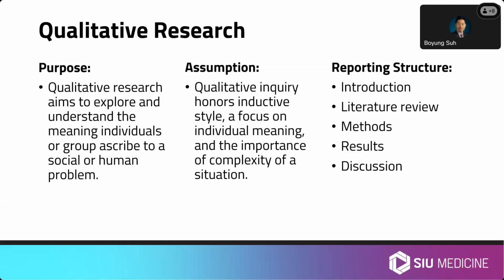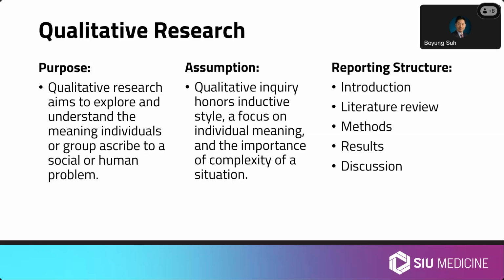So what about qualitative research? You see purpose and assumption and reporting structure similar to previous slides. The aim of qualitative research is to understand a phenomenon, people, an organization around you, whereas a quantitative study tests theory. So the generalization of the findings of qualitative research is not as important. Instead, qualitative researchers focus on individual meaning in a context and embrace the complexity of the phenomenon of interest.